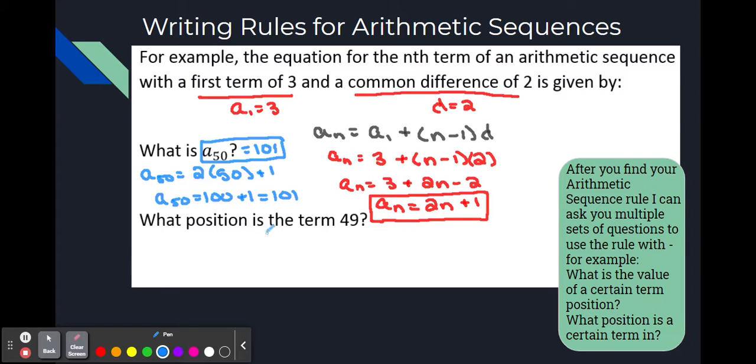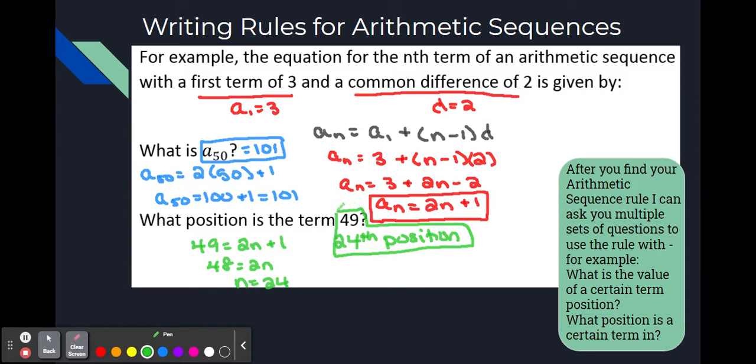And if I want to go the other way, if I want to find out, well, what position is 49? Do the same thing. Just put 49 as your a sub n, because we're trying to find the n in this case. So 49 equals 2n plus 1, and we would solve that. 48 equals 2n, n equals 24. So the 24th position is 49. As long as we have a sub 1 and the common difference, it's easy enough for us to find those values.